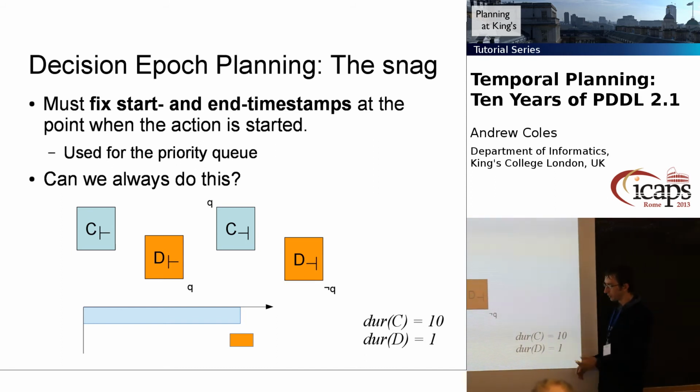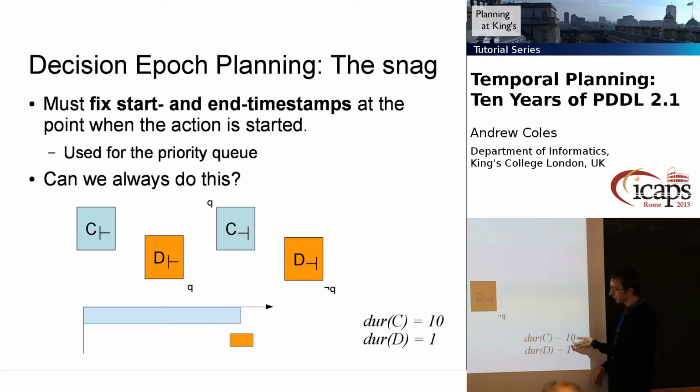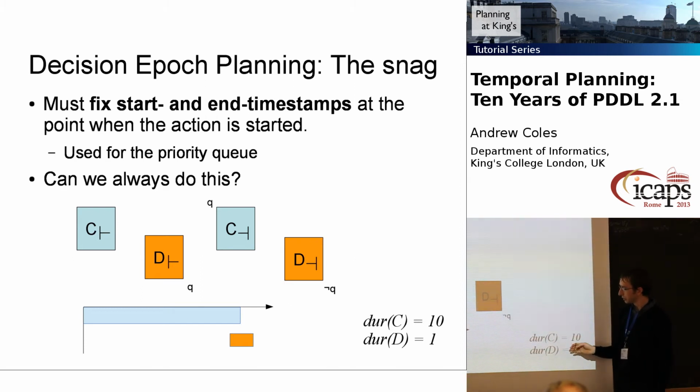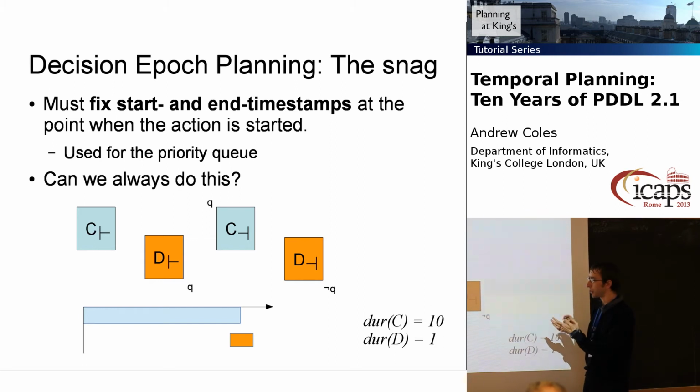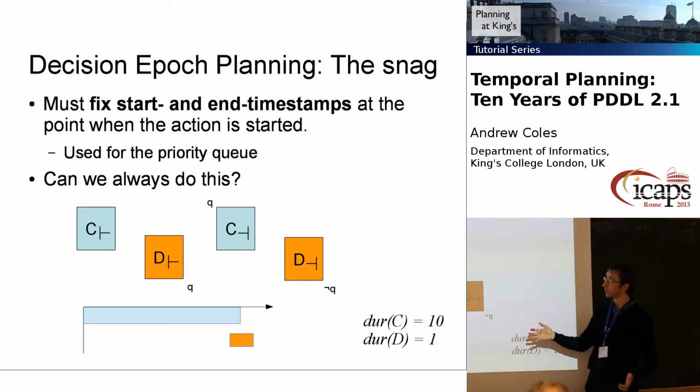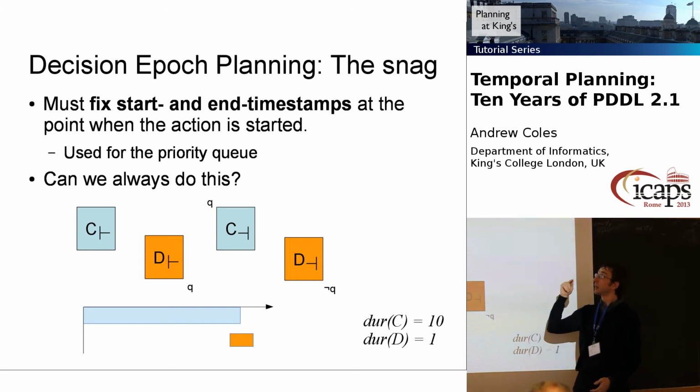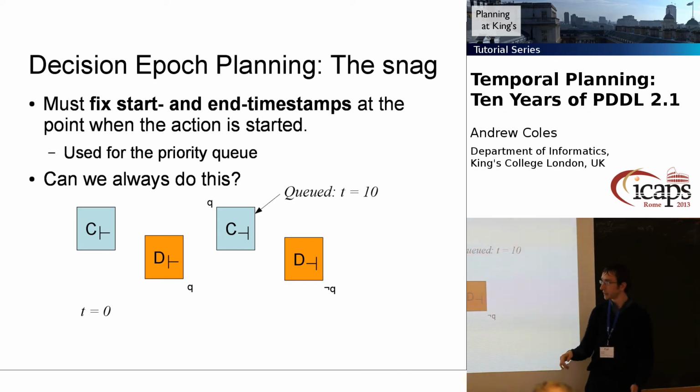So it wouldn't matter if it was going to take the truck 10 minutes to get there, and the gate would only be open for 1 minute once the person operating it had pressed the button and then walked away. We could do that. Can we do it with decision epoch planning though? Well, let's run through the example.